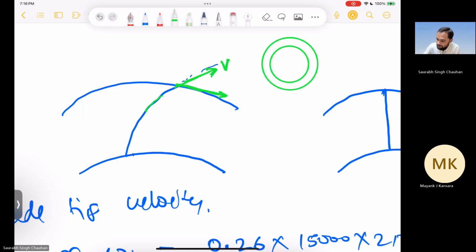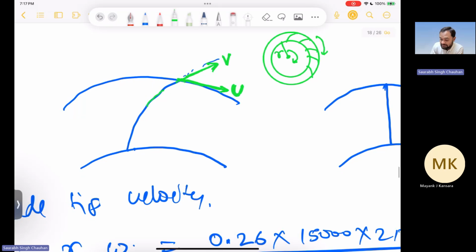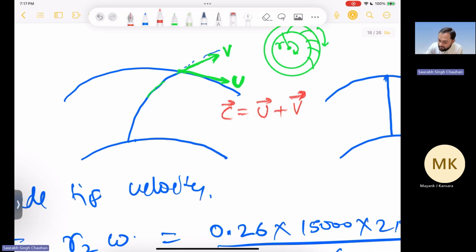So this whole thing is rotating about the center with omega, and this radius is r, and u, the tangential velocity or blade velocity, is along this circle, tangent to this circle. And the absolute velocity is equal to the blade velocity plus the relative velocity. So this is the absolute velocity, the resultant of u and v.